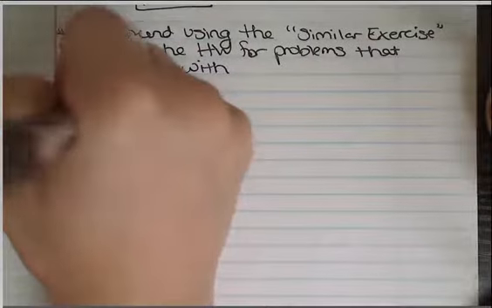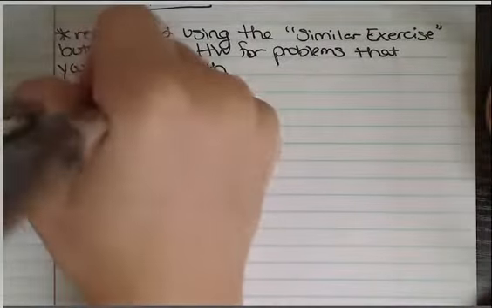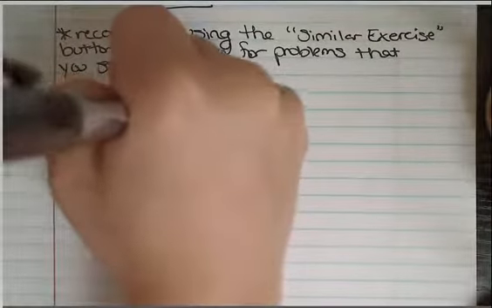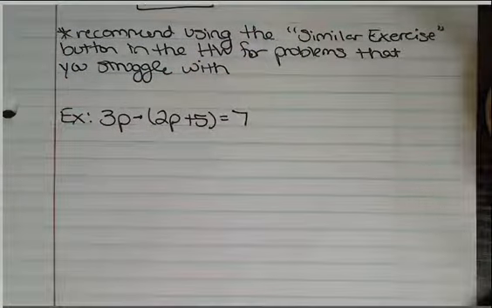All right, so example. We have 3p minus, parentheses, 2p plus 5 equals 7. So do we have fractions? No, so we're going to do step 1. Step 2 says we distribute.